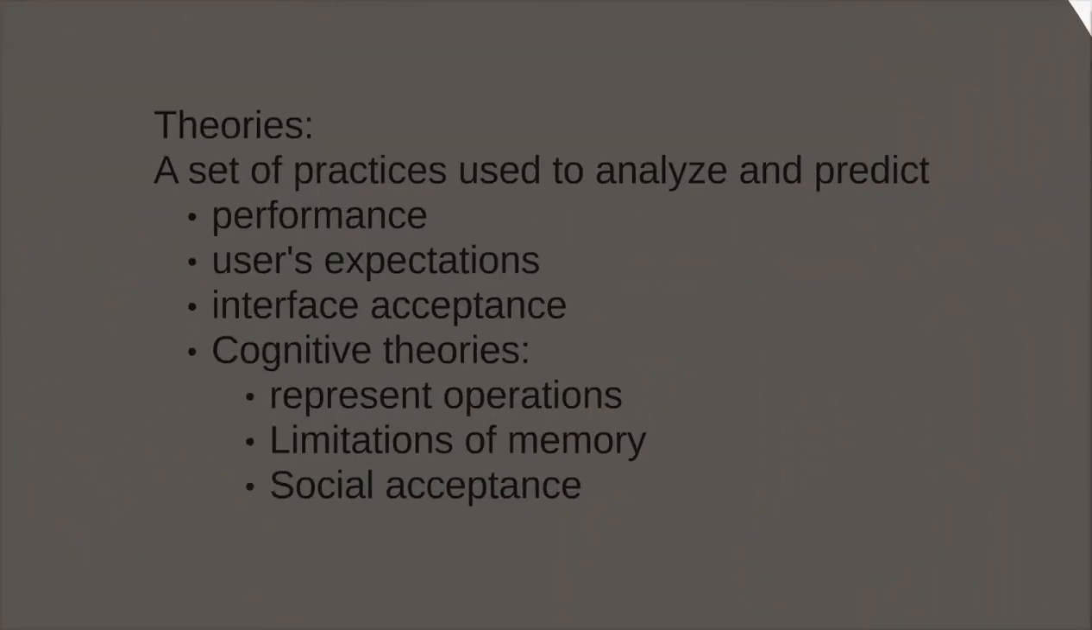So these theories are a set of practices used to analyze and predict. Well, we worry about performance or users' expectations. Is the interface accepted by this? Can it be changed? We think about cognitive theories and representations. Are we putting out too much or limiting the amount of information? Sometimes we limit the amount of user expectations and possibilities because we don't think users can handle it.